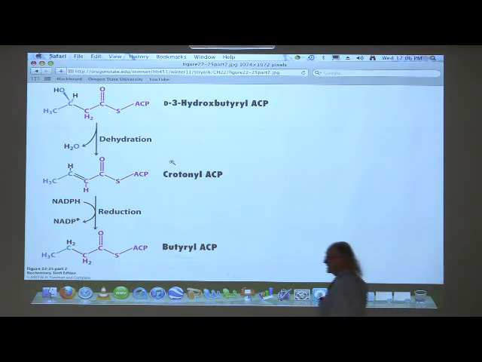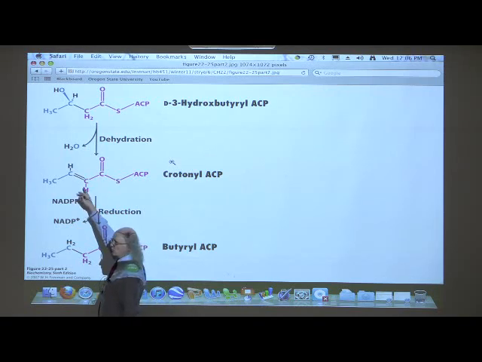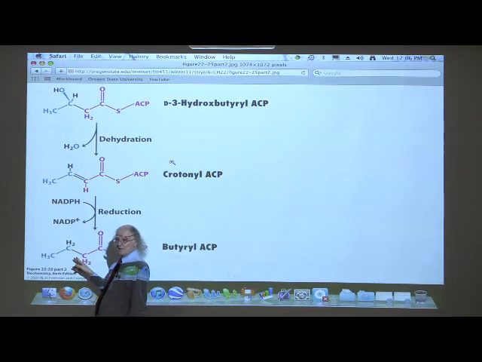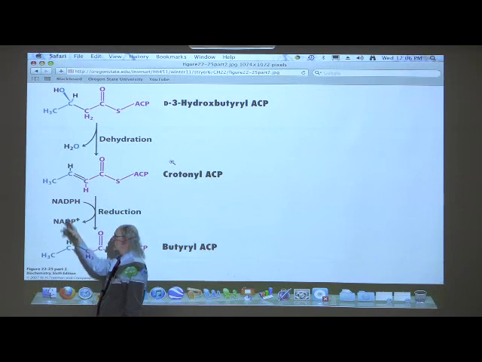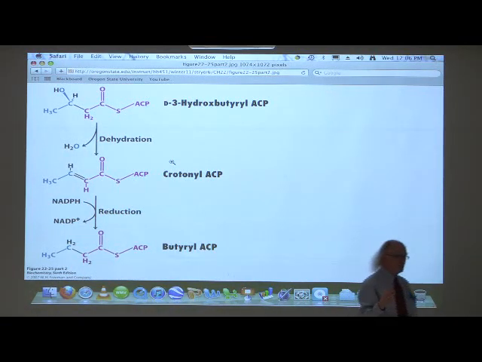Well, in the last step on this round of synthesis, we have to reduce that double bond to a single bond. In fatty acid oxidation, you recall we went from a single to a double. We had to pull electrons away. In this direction, we have to add electrons. And again, you see that the electrons are coming from NADPH.